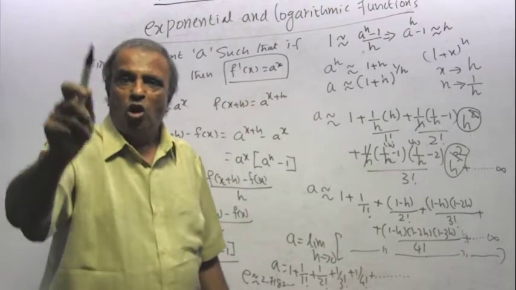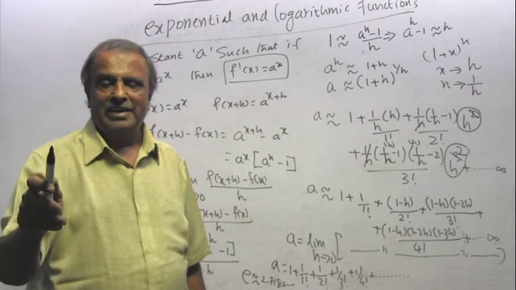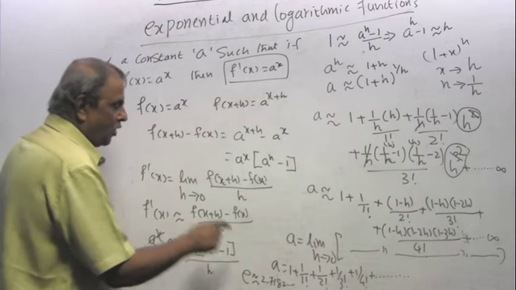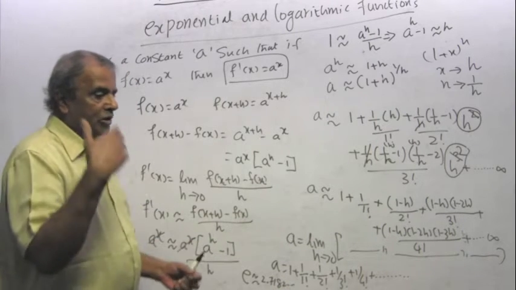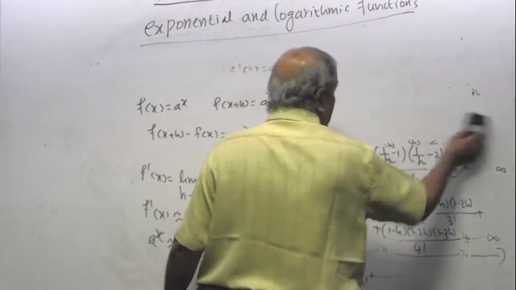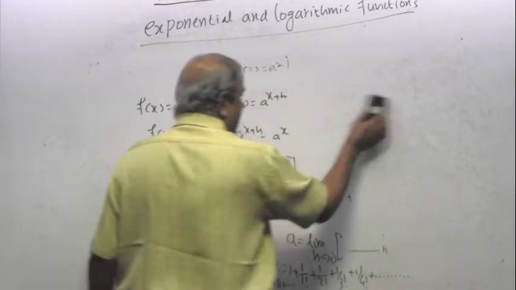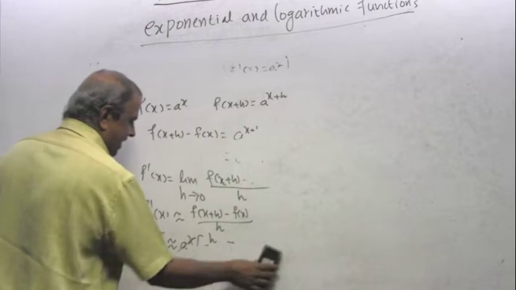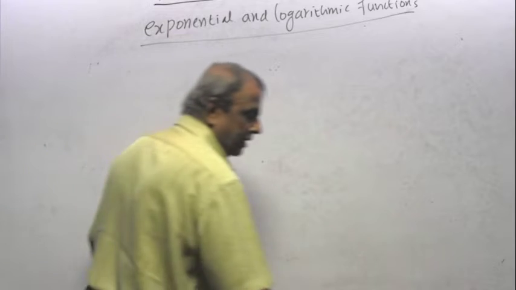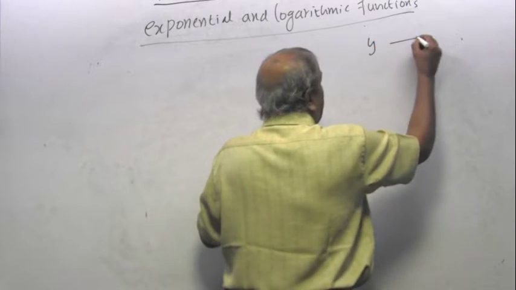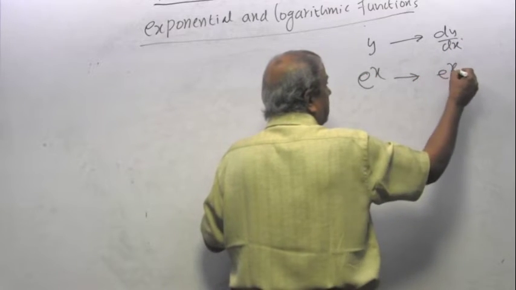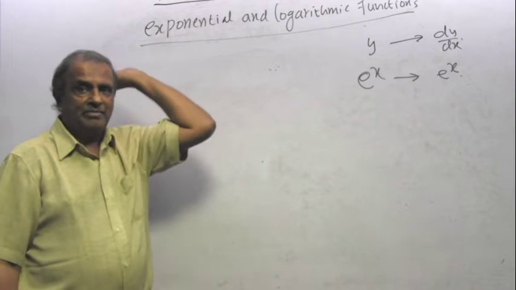So e power x is the only function in your life, as a math student, which when you differentiate, you get e power x. Is that clear now? So therefore, that is how you find e. So now you can go back to the list which you have prepared and add on to it. If you think it's not worth it, you don't have to remember, but at least my conscience is clear that I have shown you why derivative of e power x is e power x. So in your formula sheet, add: if y is e power x, dy by dx is e power x.